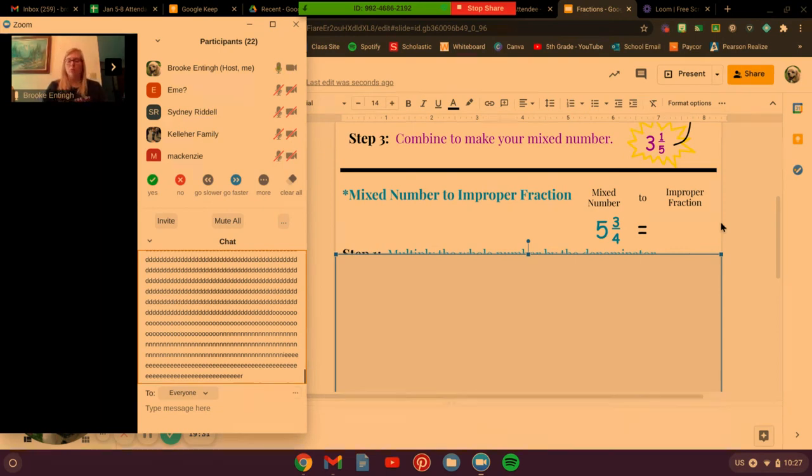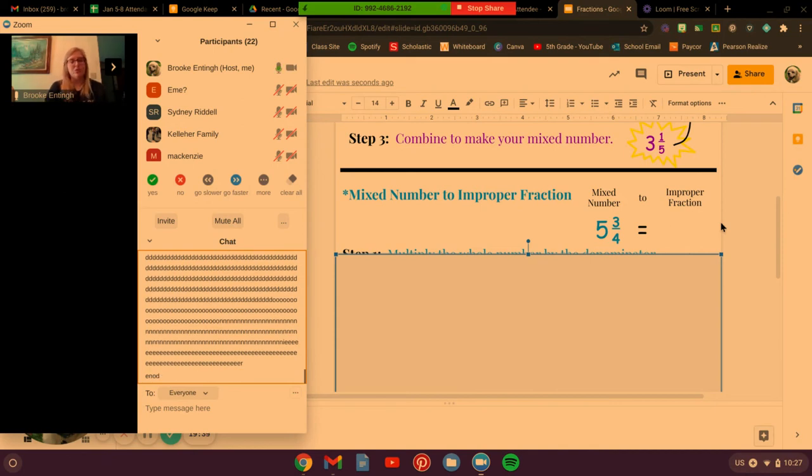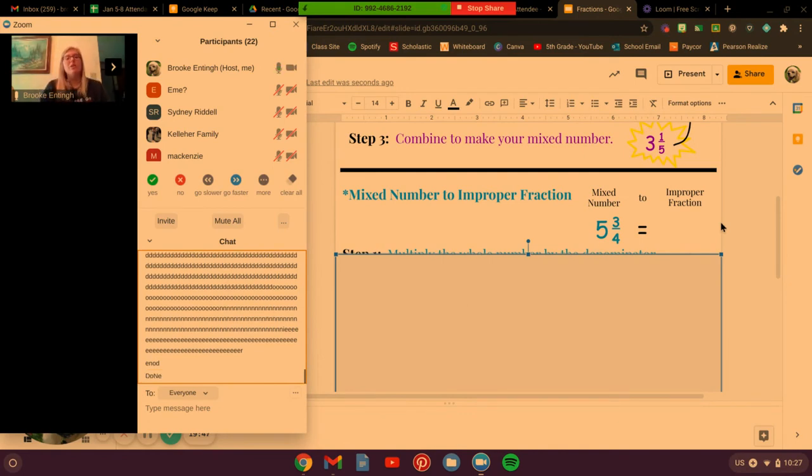Because sometimes, 5th grade, when we are adding, subtracting, multiplying, and dividing fractions, it's easier if we have 2 fractions, even if one is an improper fraction. It's easier to have that than a mixed number. So there will be times when you are going to want to convert a mixed number into an improper fraction. Remember, this mixed number, 5 3/4, is like saying we have 5 whole pepperoni pizzas, and then we have 3/4 of a pepperoni pizza. So 5 3/4. Once you have this written down, go ahead and let me know in the chat box that you're ready to move on.